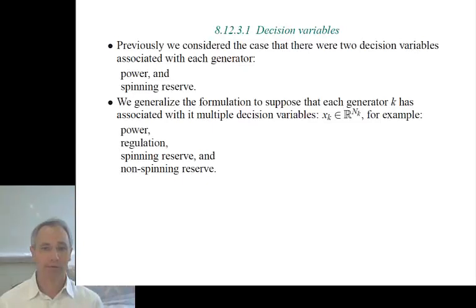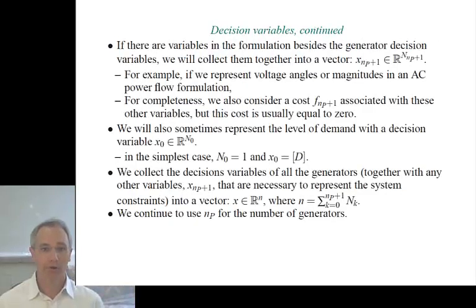We're going to suppose that each generator k has multiple decision variables, for example, power, regulation, spinning reserve, and non-spinning reserve, and we'll collect them together into a vector x_k that will be an element of R^(n_k). In other words, it'll be an n_k vector. For completeness, because there might be some variables in this more general formulation besides the generator decision variables, we'll collect them together into a new vector. Let me call it x_(n_p+1). It'll be the last subvector of our full decision vector.